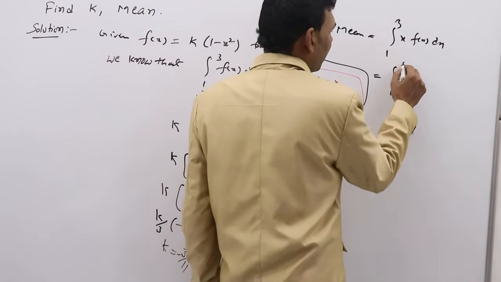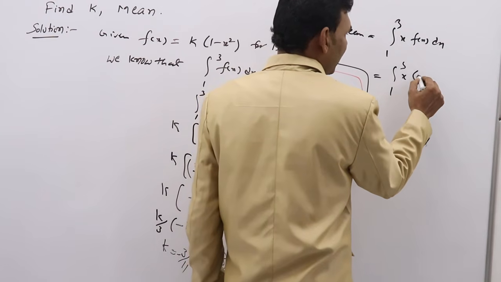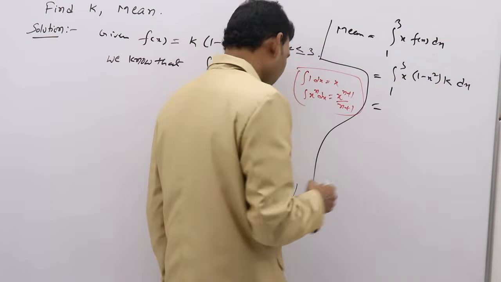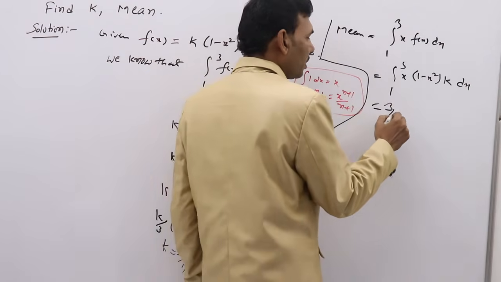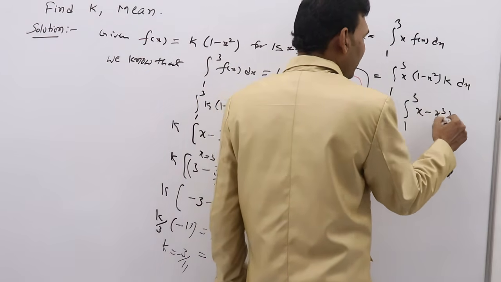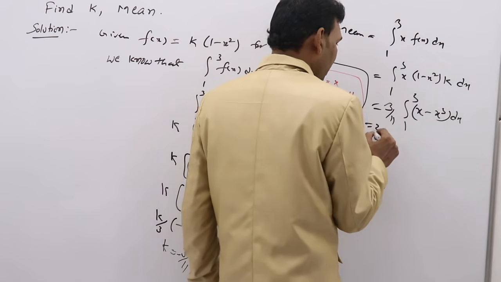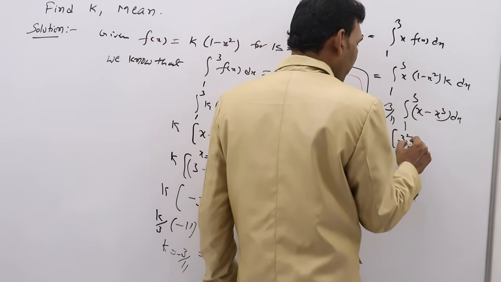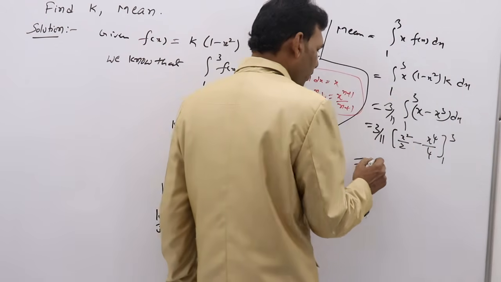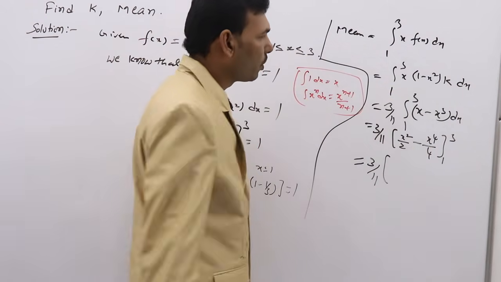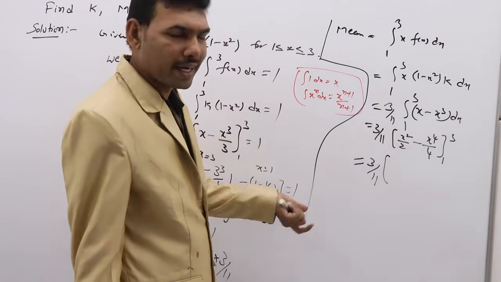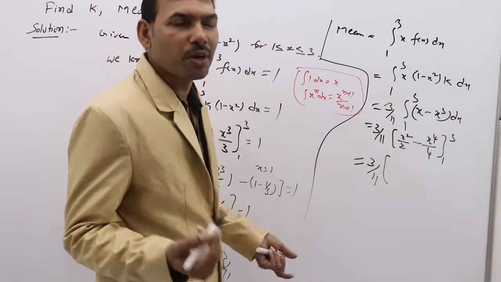Integral 1 to 3 x into f of x, which is 1 minus x square into k. What is k? 3 by 11. 3 by 11 integral 1 to 3, if you multiply with x, x minus x cube dx. Integral x is x square by 2, integral x cube is x power 4 by 4, from 1 to 3. 3 by 11 into, if you keep minus, that will become plus. If you keep plus at the end also, if you get negative, make it positive.